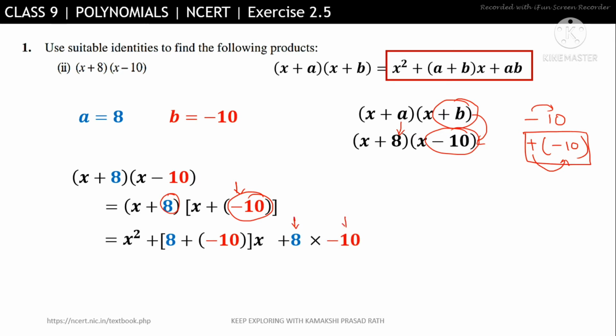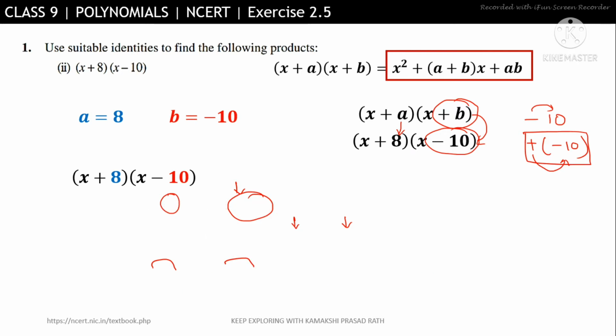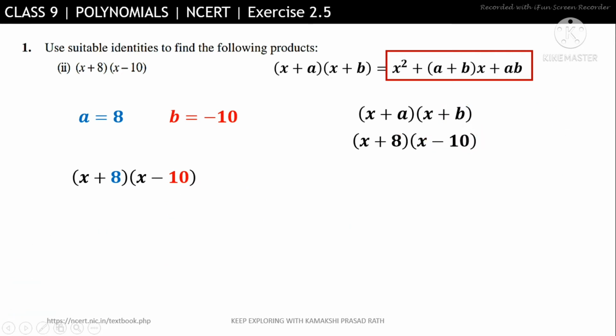Same thing, a multiplied by b. Hence we get x squared, (8 plus minus 10), so 8 minus 10 becomes minus 2, and minus 80. We'll simplify the brackets. Plus into minus is minus, so we get minus 2x. Again plus into minus is minus, so minus 80. The same question can be done directly also. As you can see, without using plus of minus 10, we can directly write x squared plus (8 minus 10), because 8 plus of minus 10 is the same as 8 minus 10. Hence we can write it directly.